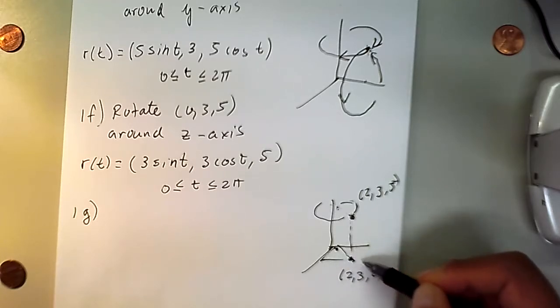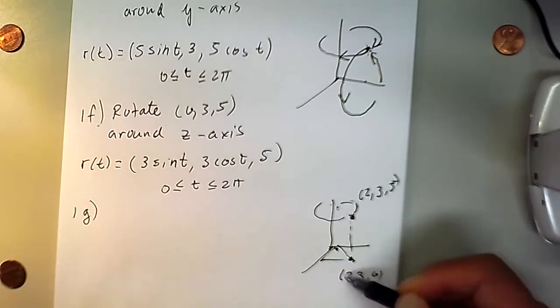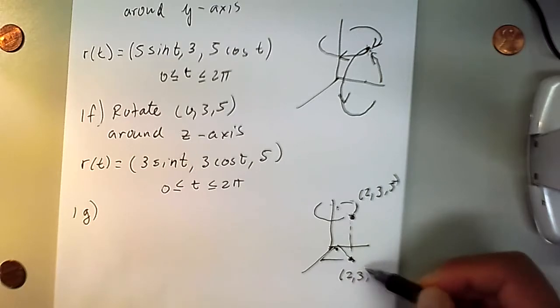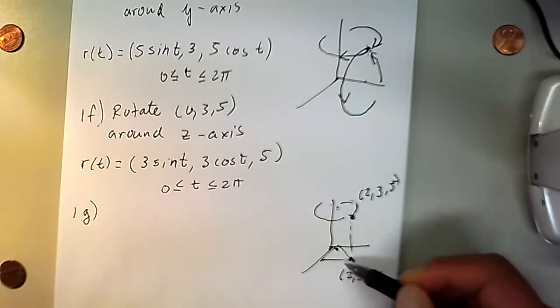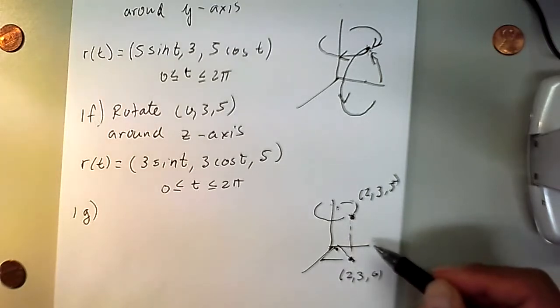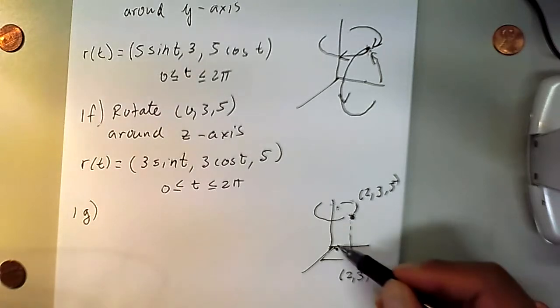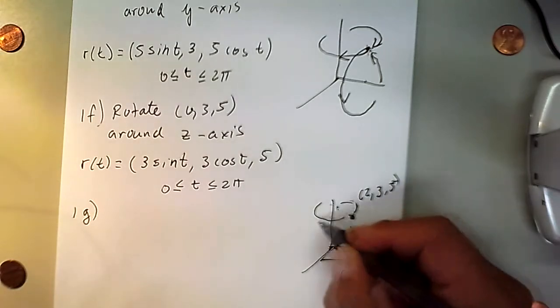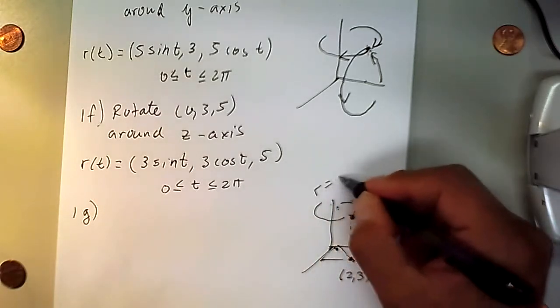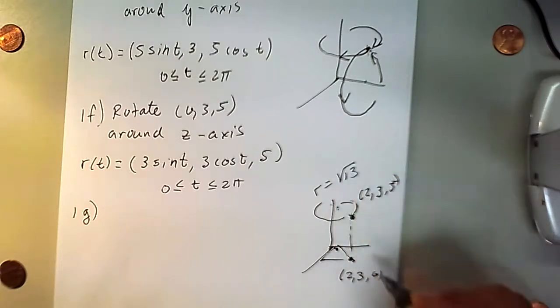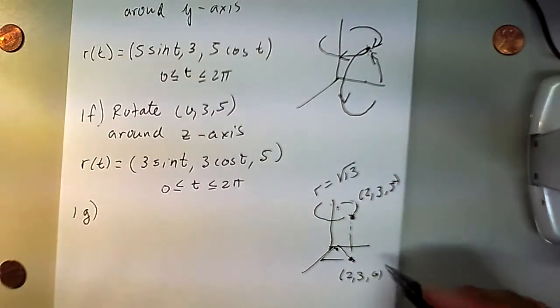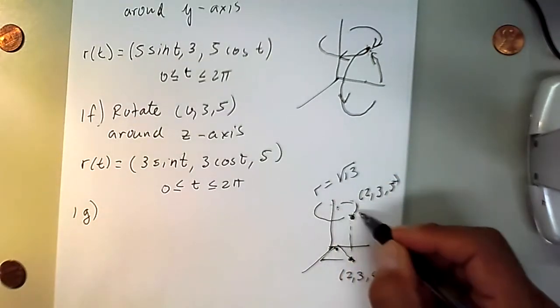So of course we got 3 squared, which is going to be 9, plus 2 squared, which is 4, and that gives us 13 when we add the square of the 2, but then we got to take the square root. So that is the square root of 13. So the radius of this circle is going to be square root of 13. All right. And we want it to go around this way.